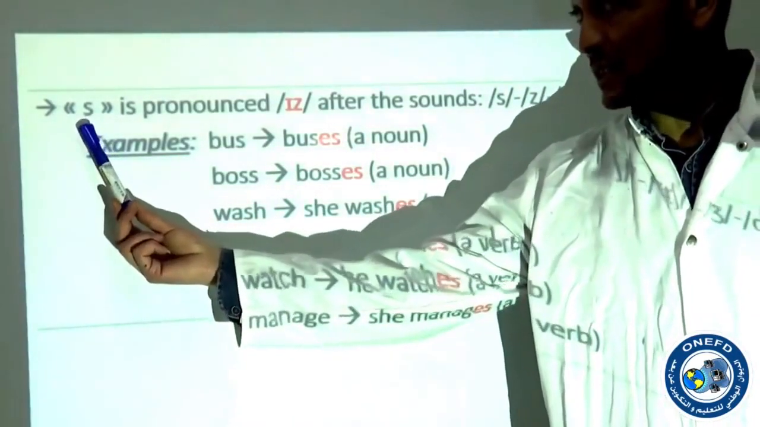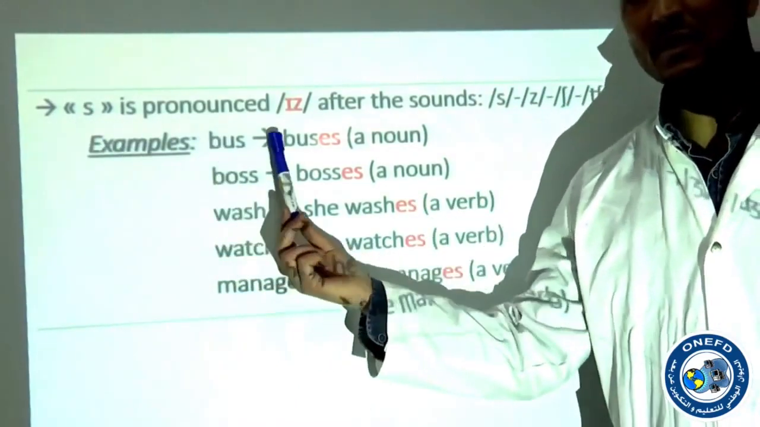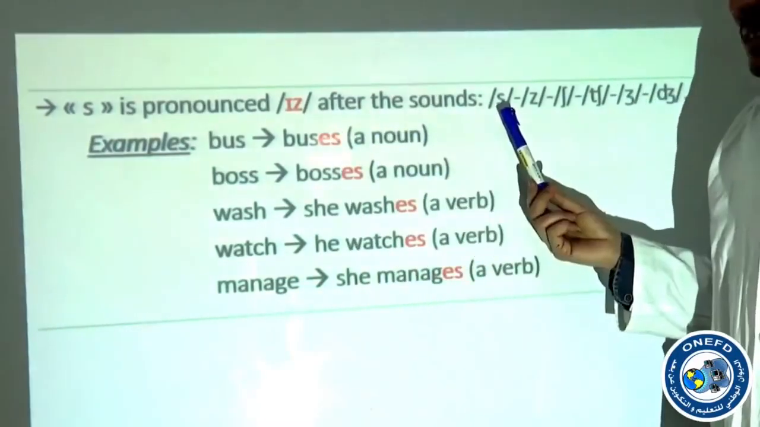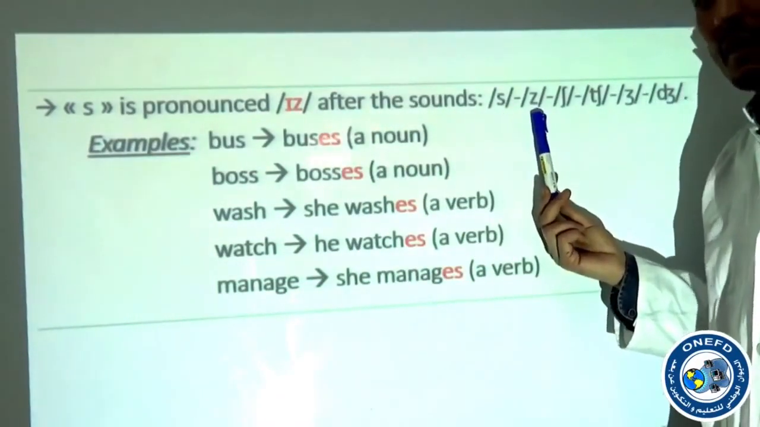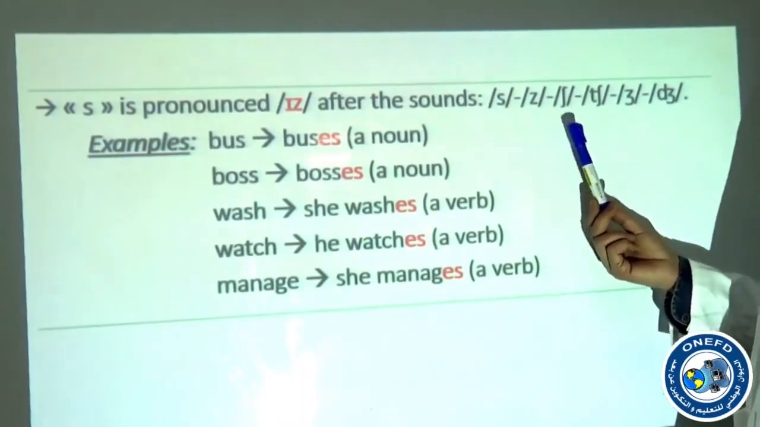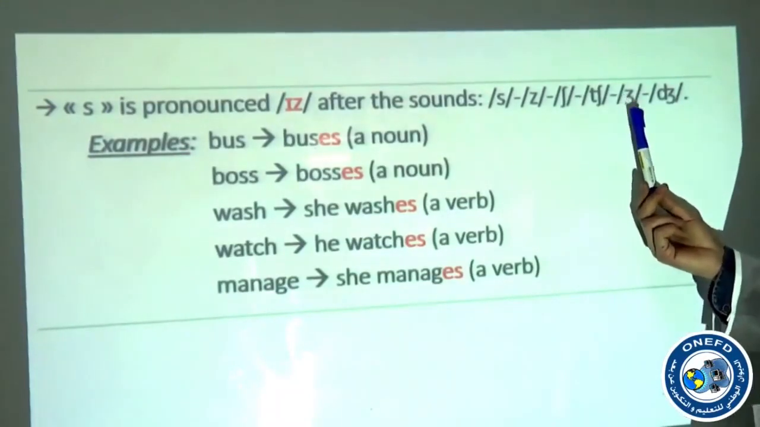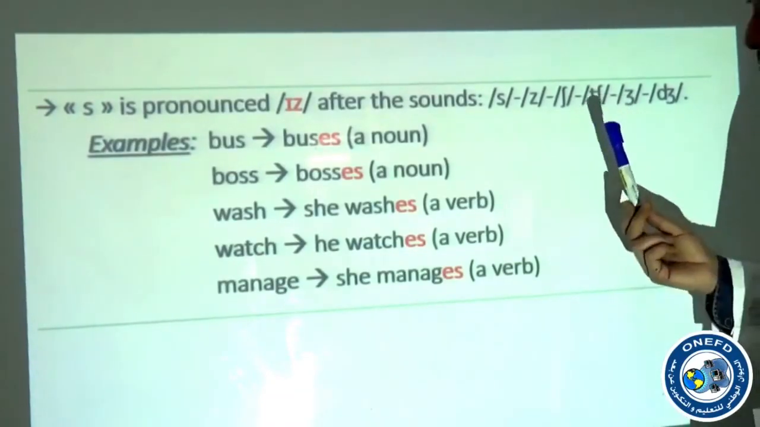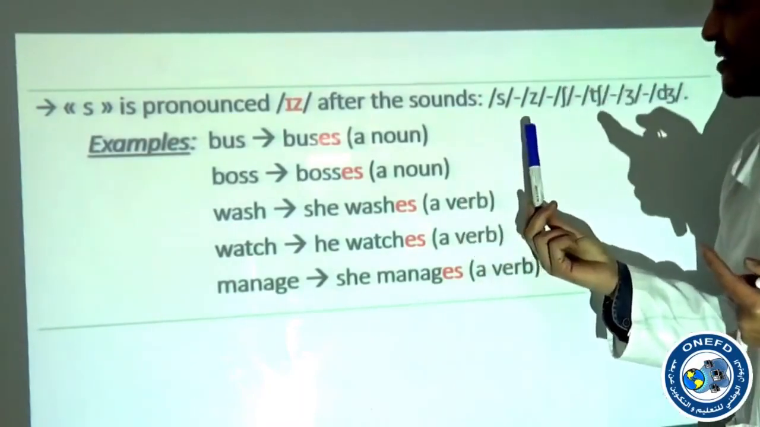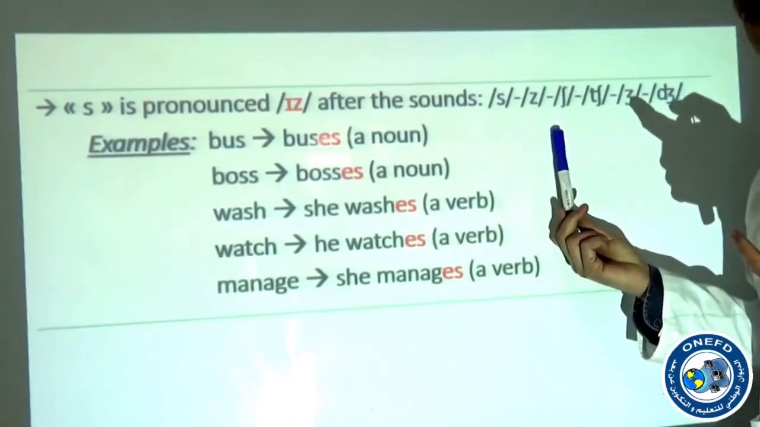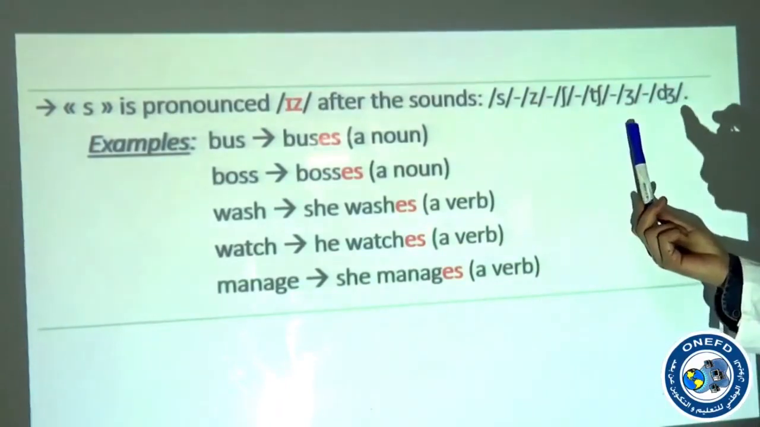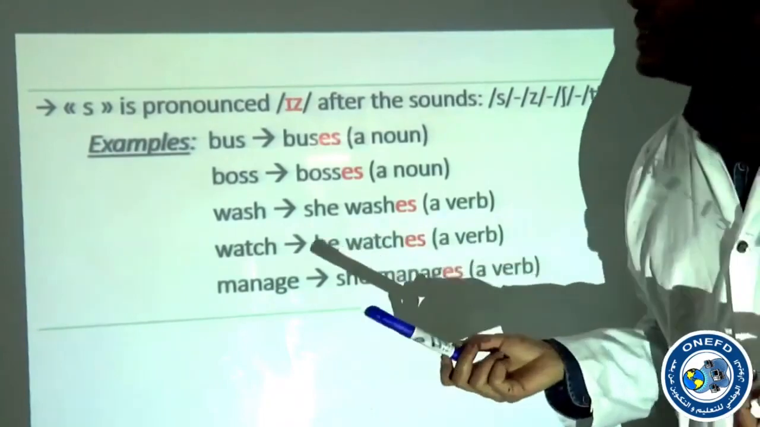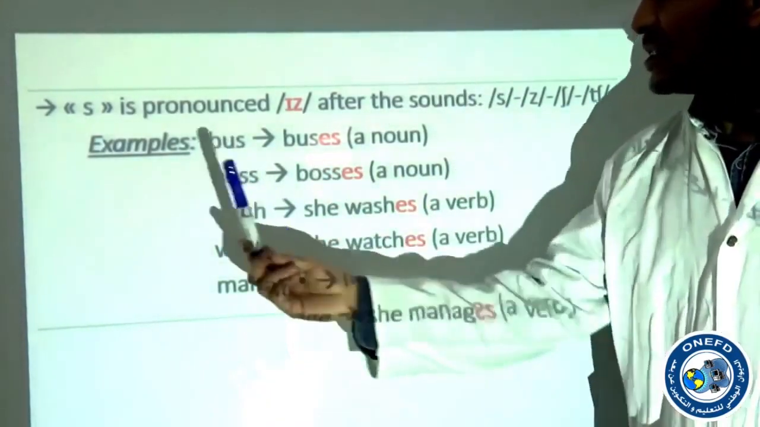We've got the letter S is pronounced "iz" after the sounds S, Z, sh, ch, j. I repeat them: S, Z, sh, ch, j. You're going to see some examples. It's the same principle, of course.